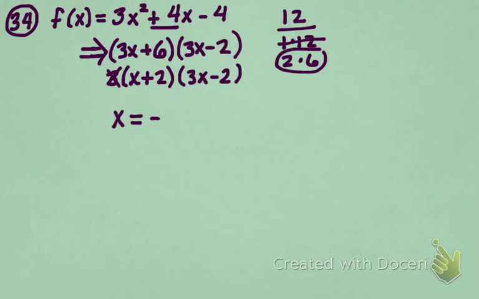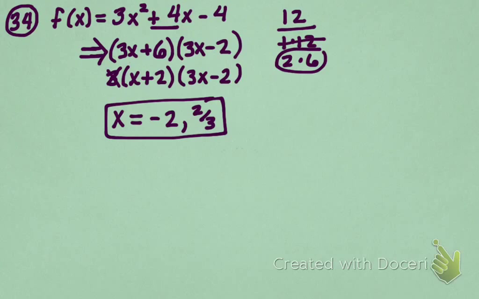And our first 0 is negative 2, because negative 2 makes x plus 2 0. And then our second 0 is 2/3, because that's what makes our second factor 0. And if you can't look at them and tell what your zeros are, you set each one separately equal to 0 and solve for x.